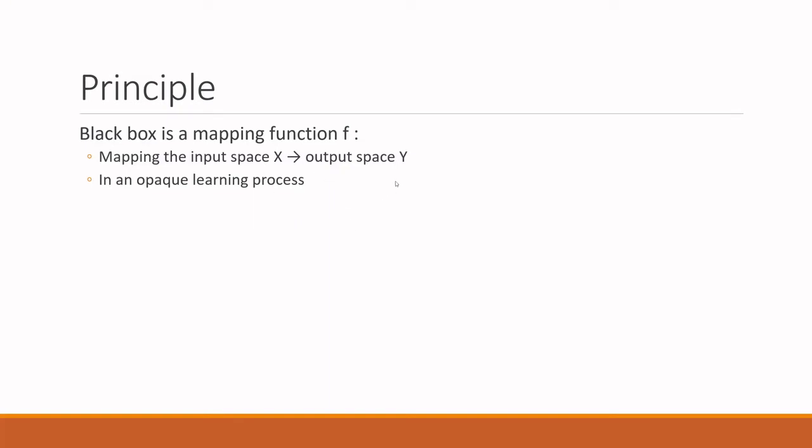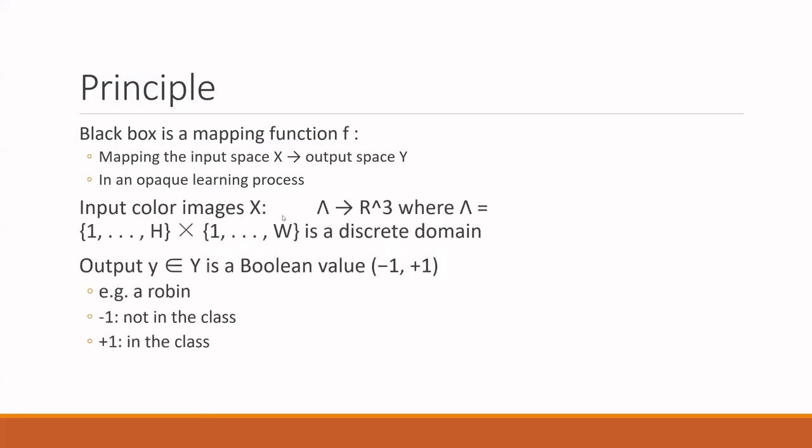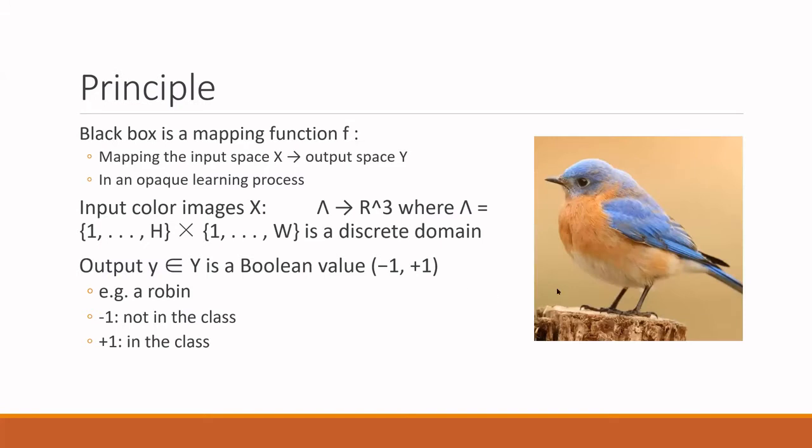The black box is a mapping function f, which maps the input space x to the output space y. The mapping is usually done in an opaque learning process. The input is an image x, where lambda is a pixel value represented as height times width, and lambda is a discrete domain. And the output is a Boolean value, -1 or +1. Take a robin, for example: -1 means not in the class, and +1 means in the class.